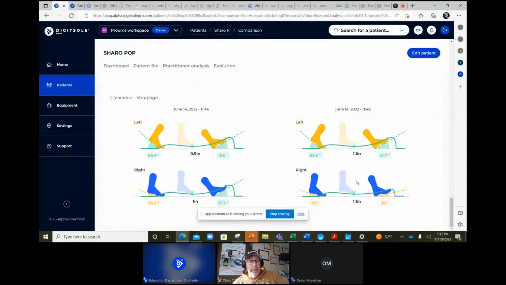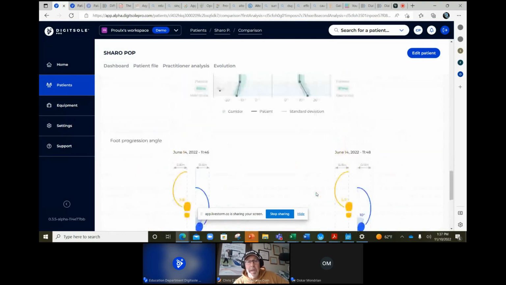Similarities in her clearance and steppage. Again, I don't see too much of an issue. They're fairly close, but same thing. She does not go into a lot of toe off position when she's moving through that.